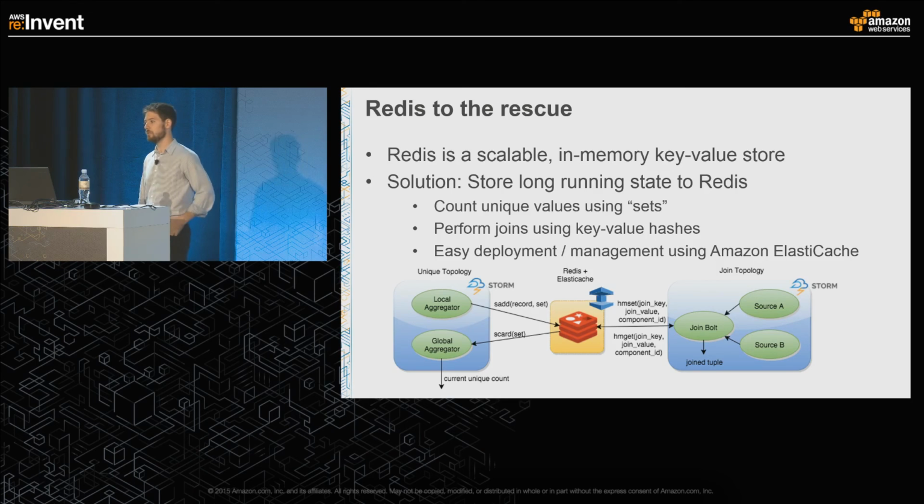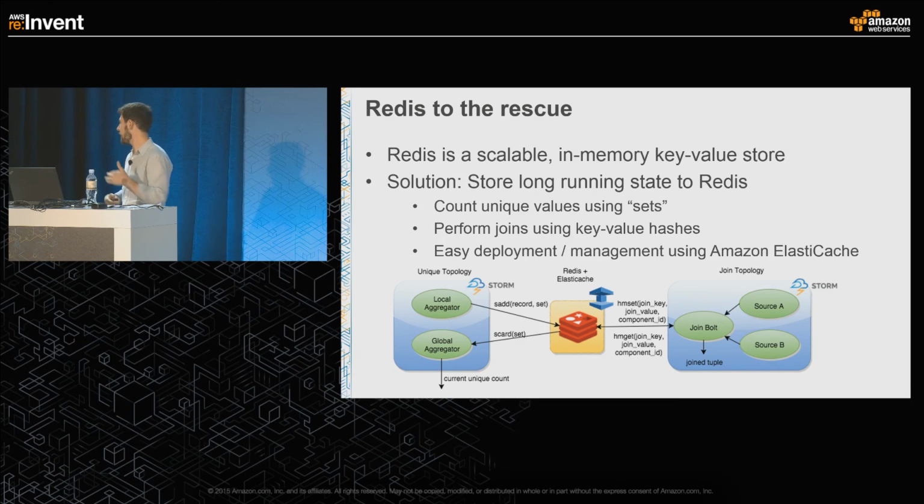So how do we do this? Redis has some really nice data structures for handling the sort of problems that we were interested in. We could use Redis sets to count unique values, and we could do joins using key value hashes. On top of that, there's easy deployment and management using Elasticache. That's worked pretty well in our situation. So what does this look like in practice? On the left side over there, it's part of a topology. Maybe you have a local aggregator that takes IDs from heartbeat events or something like that.